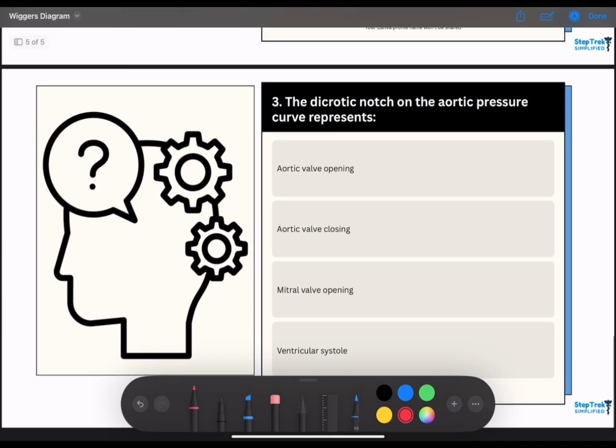And at last, the dicrotic notch on the aortic pressure curve represents what? Is it aortic valve opening, aortic valve closing, mitral valve opening, or ventricular systole? And the correct option is aortic valve closing.